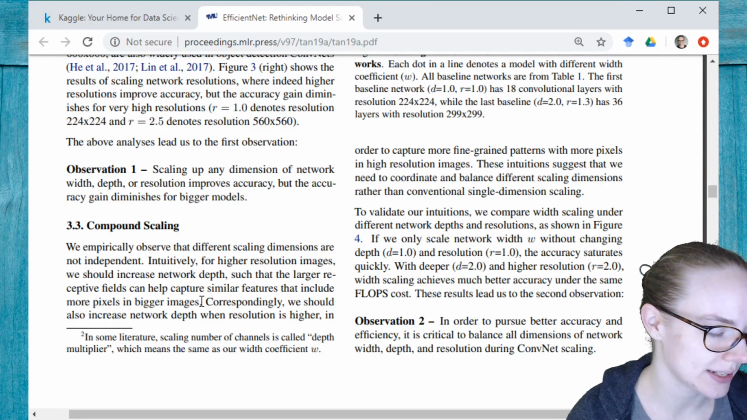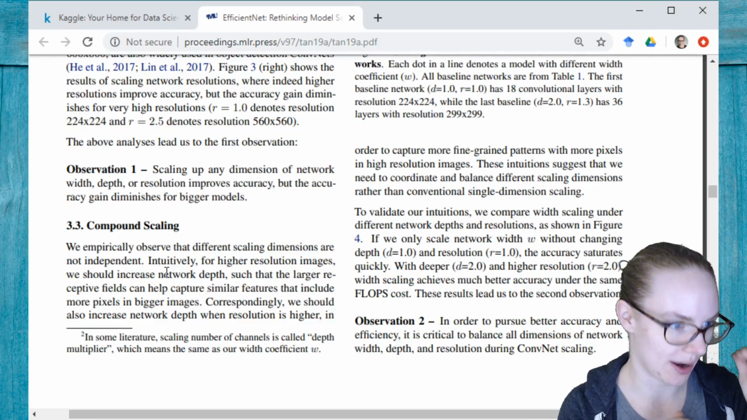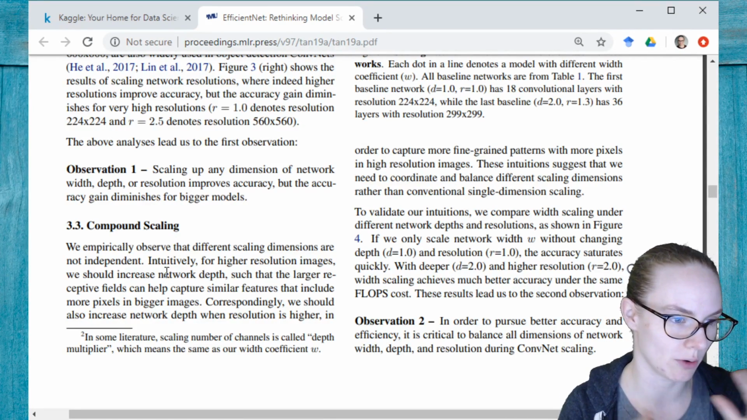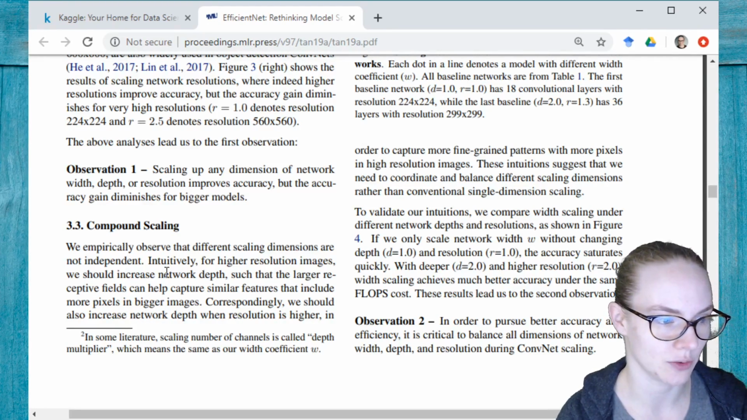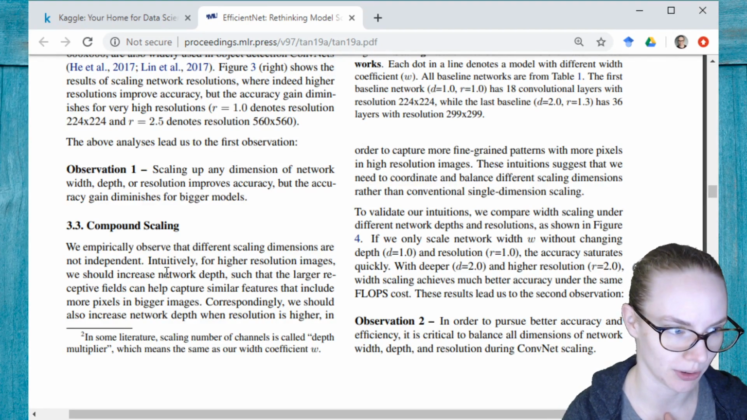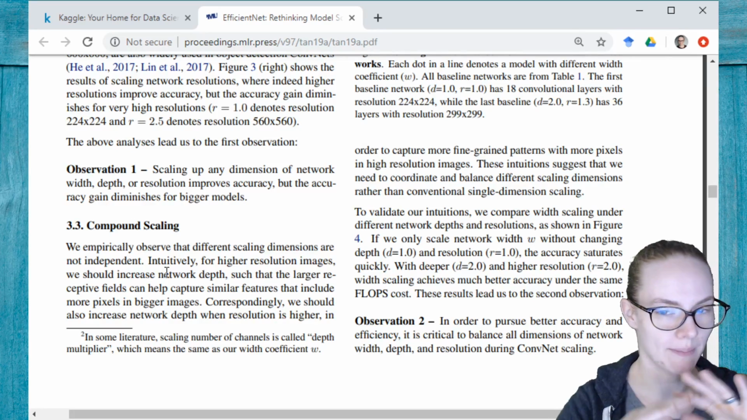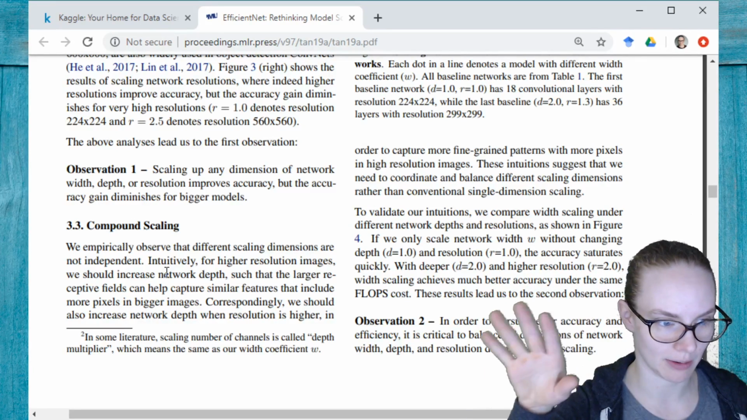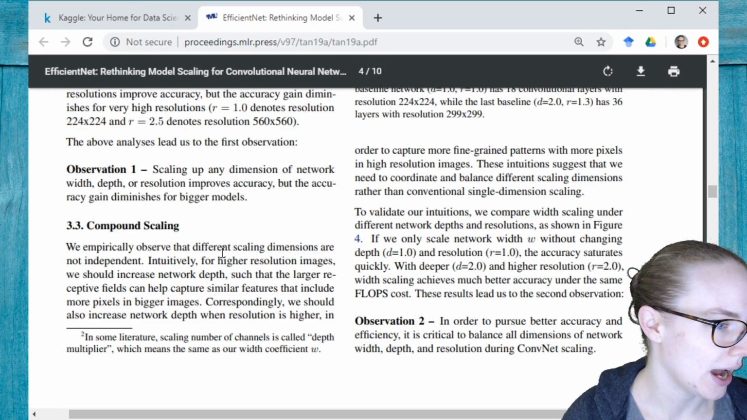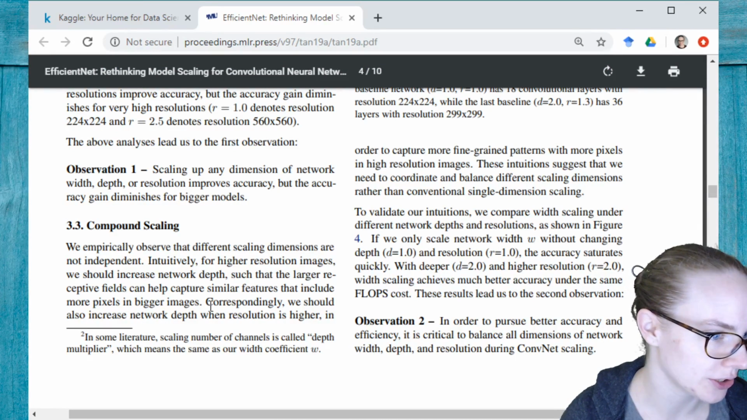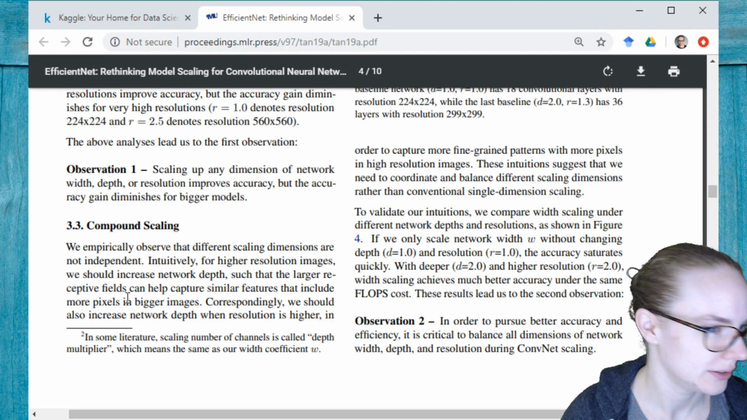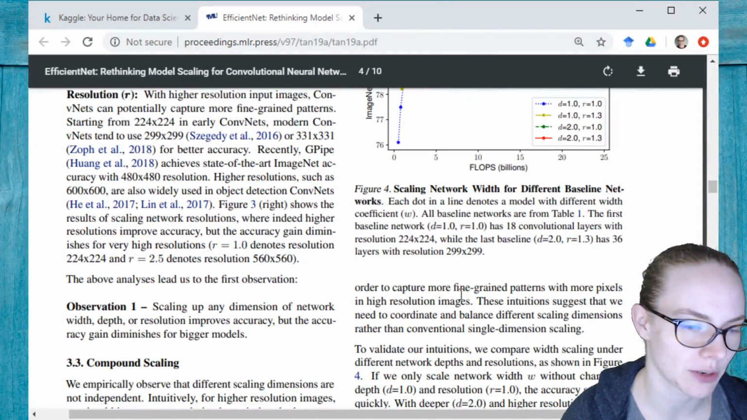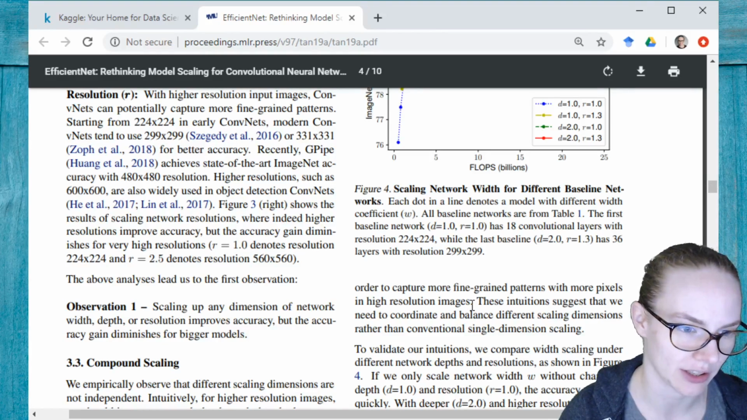What? Okay, so as the images get bigger, we need to have a deeper network because deeper networks are able to describe a more complex decision space, and we want to be able to capture similar features that may be spread across more of the image because the image itself is larger. Correspondingly, we should also increase network depth when resolution is higher. Isn't that the same thing? I guess correspondingly, in order to capture more fine-grained patterns with more pixels and higher resolution images.